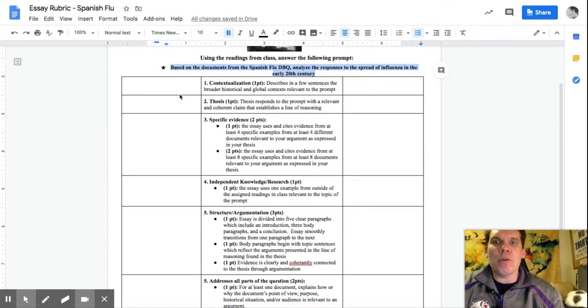Anyway, back to evidence. To get the full 2 points, you need to use at least 8 specific examples from at least 8 documents relevant to your argument as expressed in your thesis.